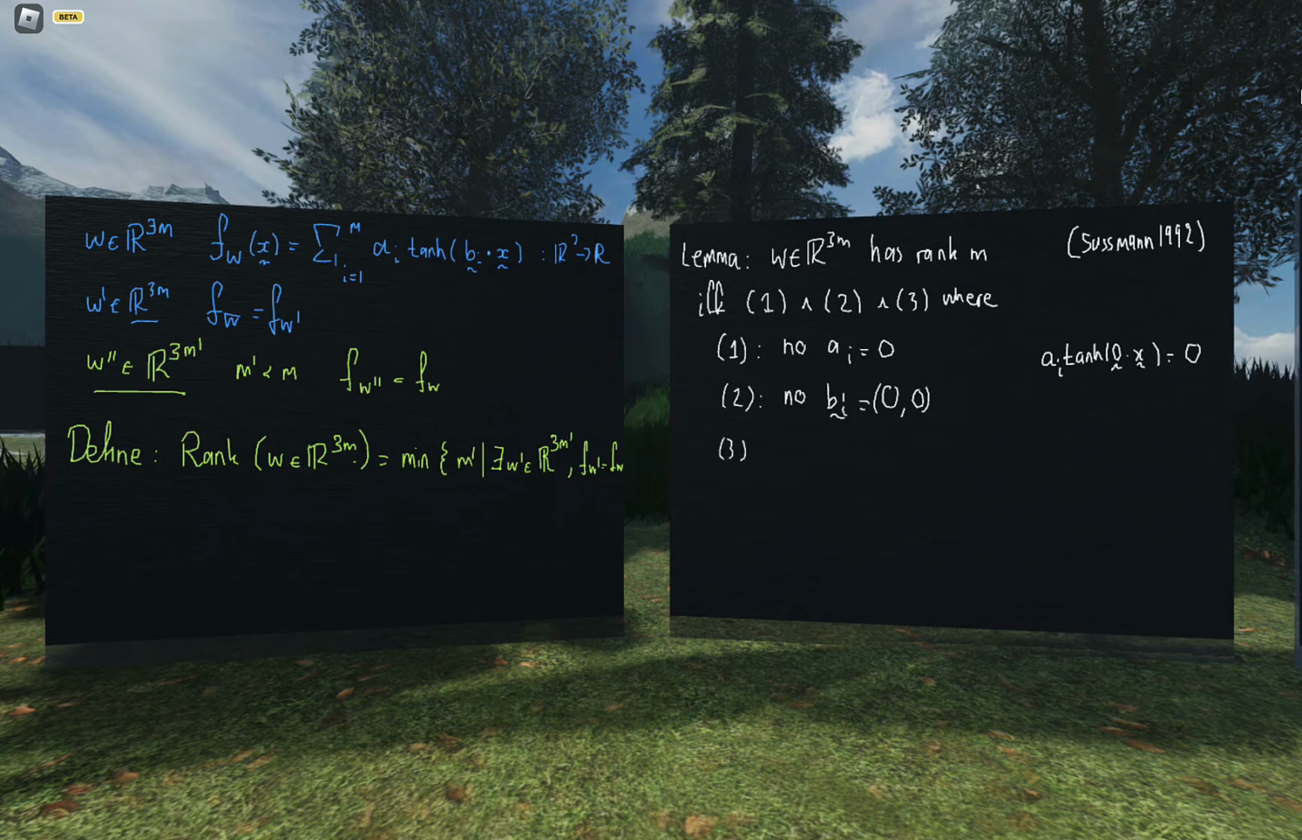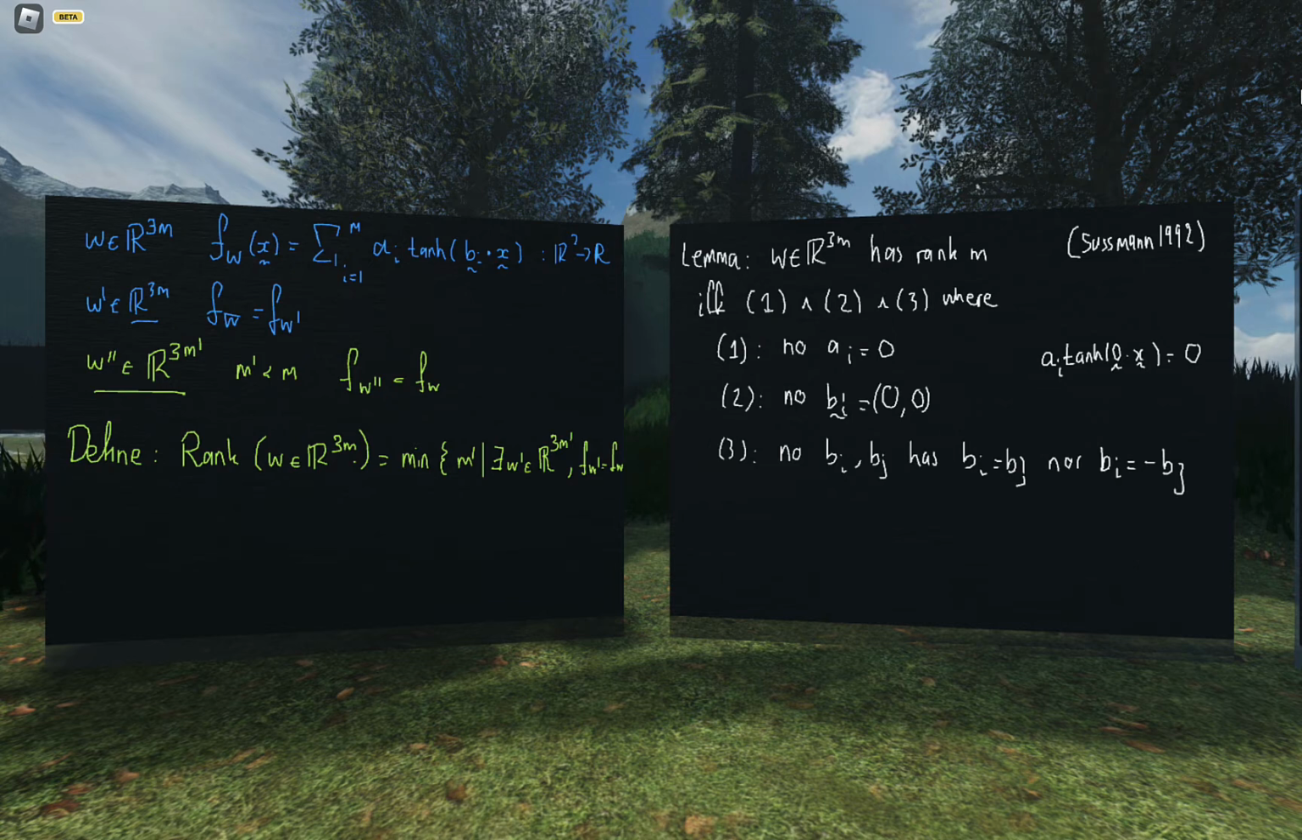And finally, 3 is no pair of BI, BJ has either BI equal to BJ nor BI equal to minus BJ. So I could just use absolute values if we were talking about scalars, but these, remember, are vectors in R2. So you can imagine it like the lexicographic absolute value should not match for these input vectors.